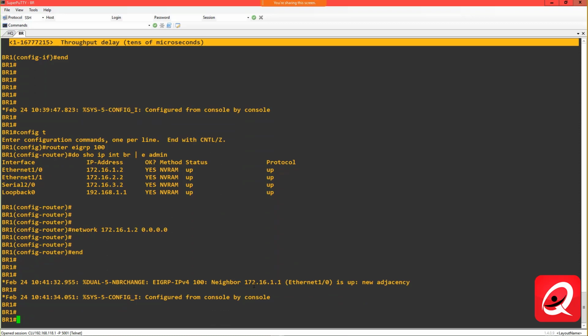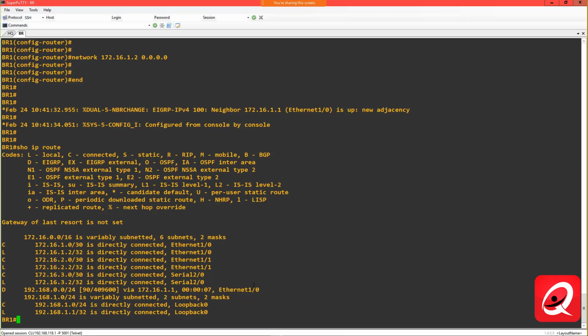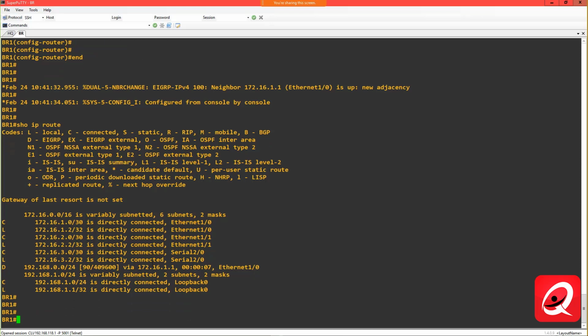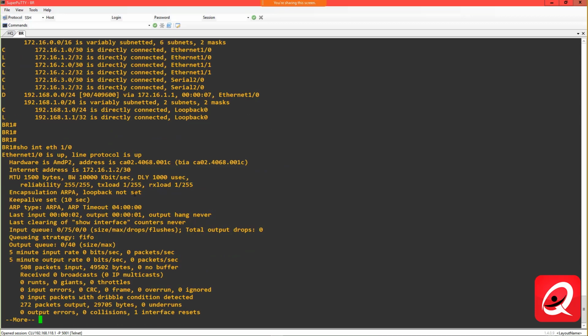Now I've formed an adjacency on the top link and the bottom link. And if I do a show IP route, I can see that my path has changed and my metric has changed. All right, makes sense, right? If I do a show interface Ethernet 1.0, the delay has gone down, so we lost about 19,000 microseconds in delay, and also the minimum bandwidth along the path has gone up to about 10,000 kilobits per second as opposed to 1.544 megabits per second.